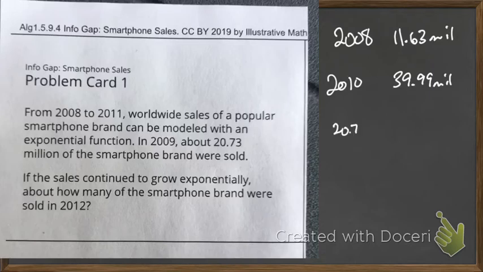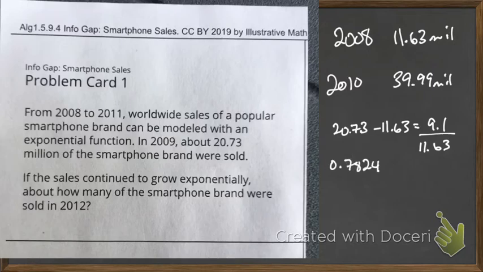So the first thing I did is, I did this, to identify that the change was 9.1 million. And then I divide that by where it started, which was 11.63. Which gives me this number. Yeah, fun number. But this would not be growth. This is the percent it changed.